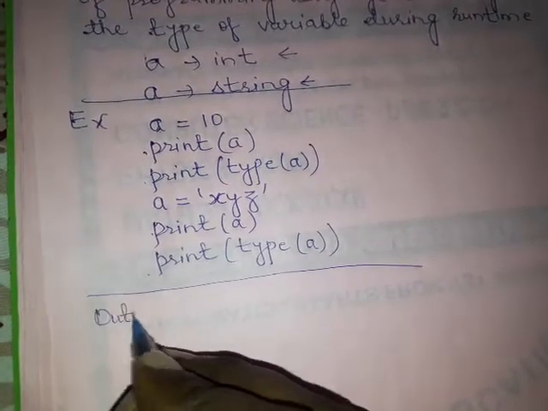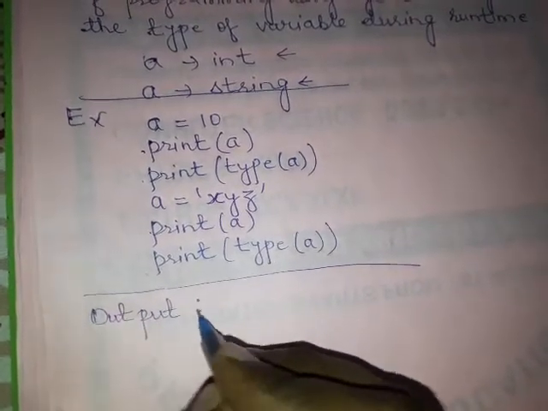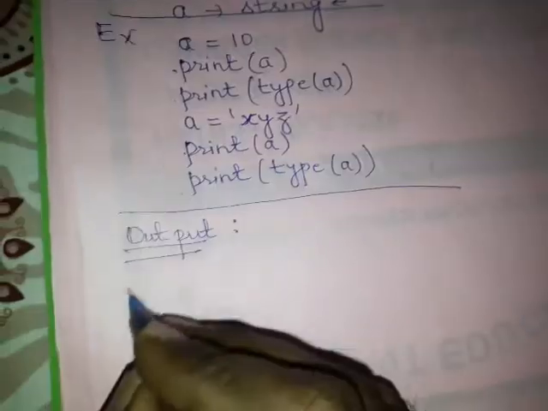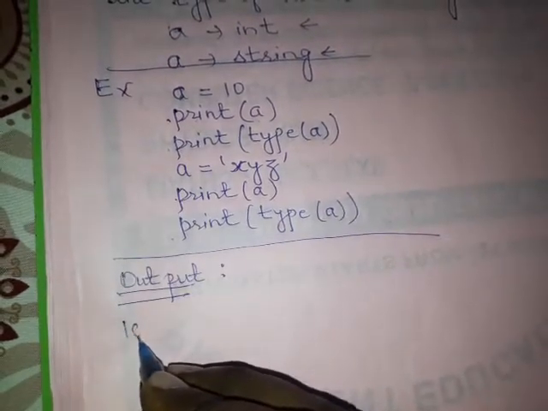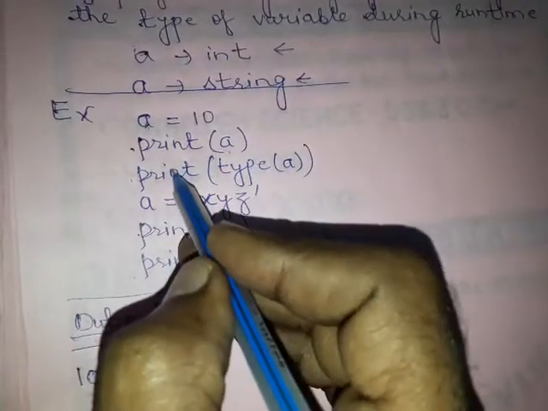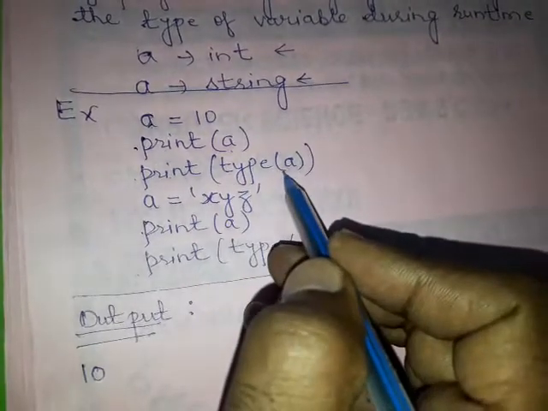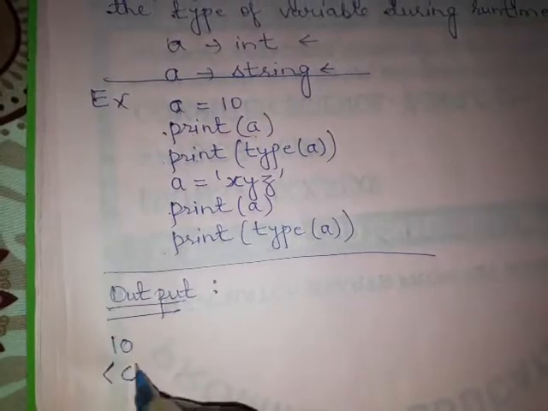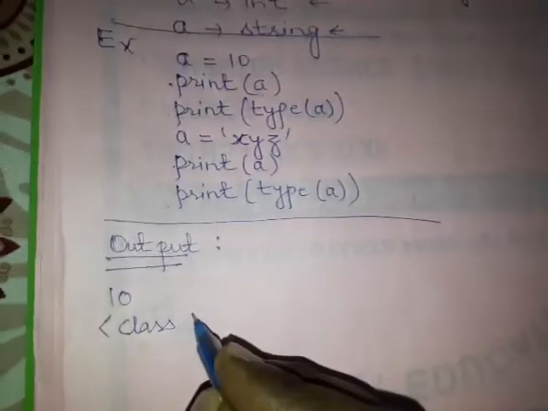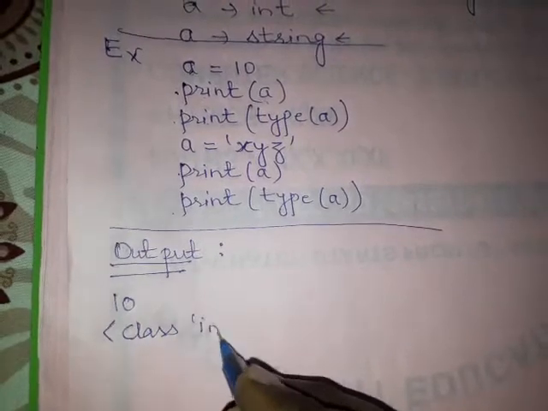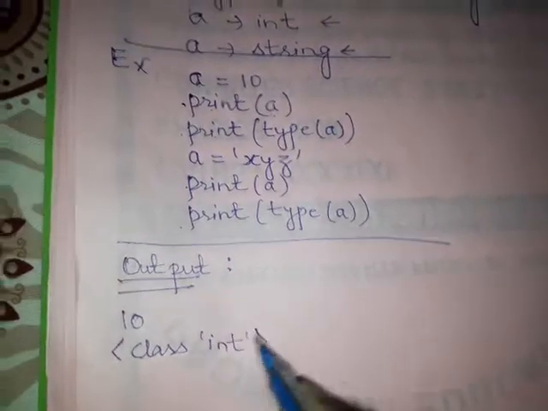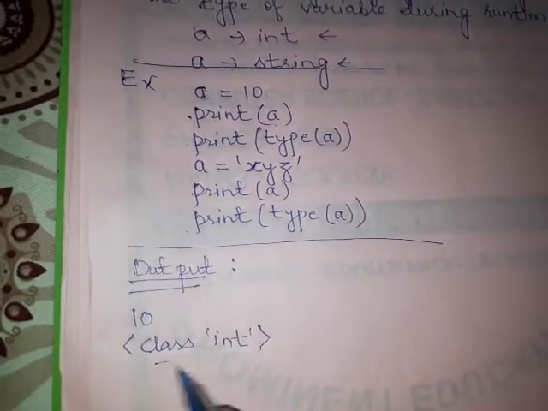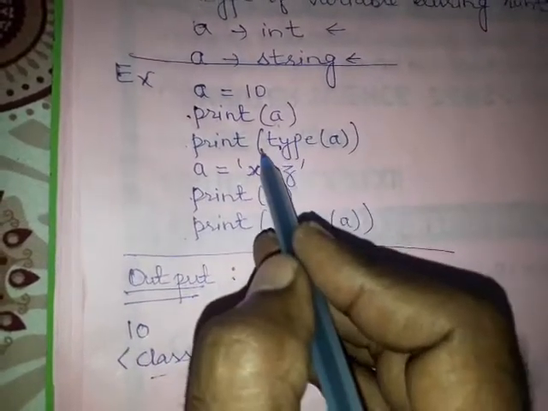First the output. The first print statement will print 10, the value of a, so simply 10 will be there. Then from the new line, print type a will be displayed something like this: class, and in single quotation marks int. It means it displays the type of a as int. It will be displayed like this in Python.